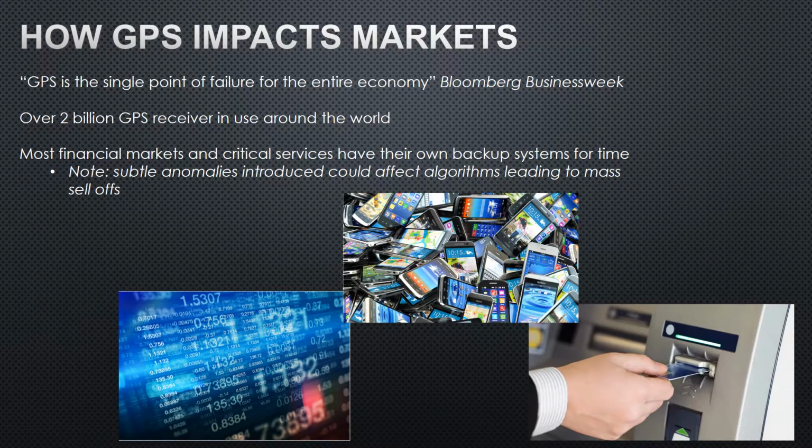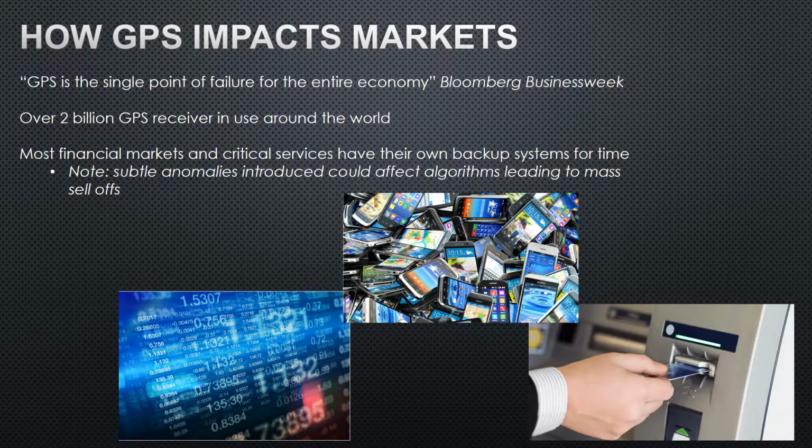So how does GPS impact the market? Well, GPS is a single point of failure for the entire economy, according to Bloomberg Businessweek. There are over 2 billion GPS receivers in use around the world. Even though most financial markets and critical services have their own backup systems, their own atomic clocks in case of disruptions, any sort of subtle anomalies introduced, such as spoofing to throw the timing off just a little bit, could affect the algorithms, leading to mass sell-offs.